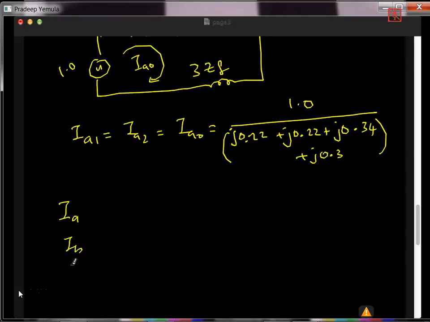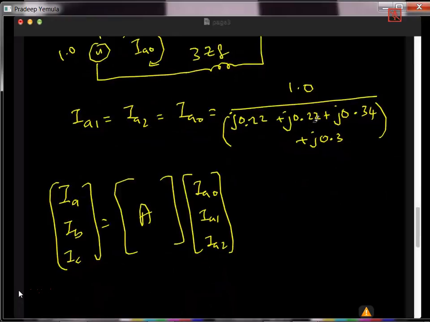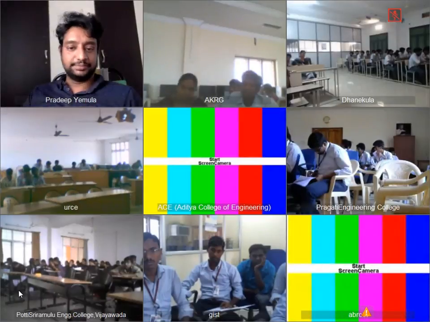IA, IB, IC will be nothing but your A matrix multiplied by IA0, IA1, IA2. Once I get these, the three are equal because it's a series circuit. Once I get this value, I can substitute here, then substitute A and find the IABC. So let me switch over to my MATLAB interface and I'll show you how to do that calculation.